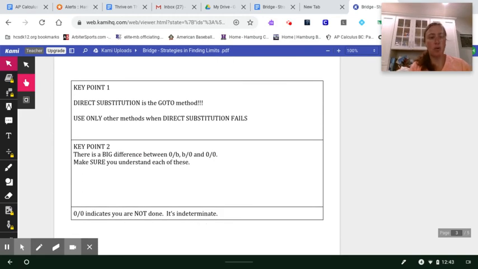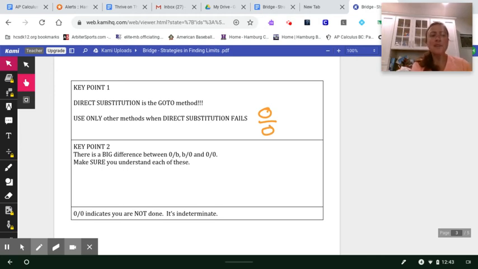So, two key points. Key point number 1: direct substitution is the go-to method. No matter what, our first move is always substitute directly. If we get 0 over a number, our answer is 0. If we get a number over 0, it's undefined and probably a vertical asymptote. If we get 0 over 0, that's our indeterminate. And again, use other methods only when direct substitution fails. I just want to be clear, it fails when you get 0 over 0, when you get indeterminate.